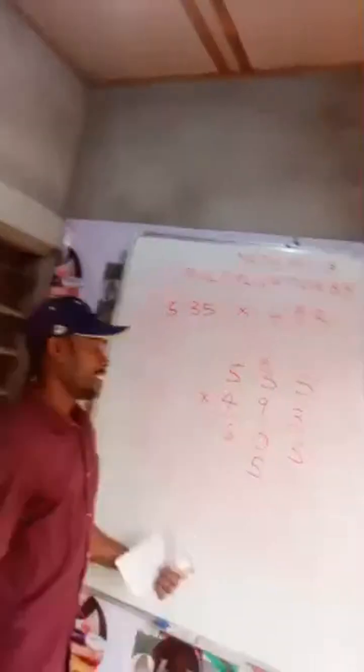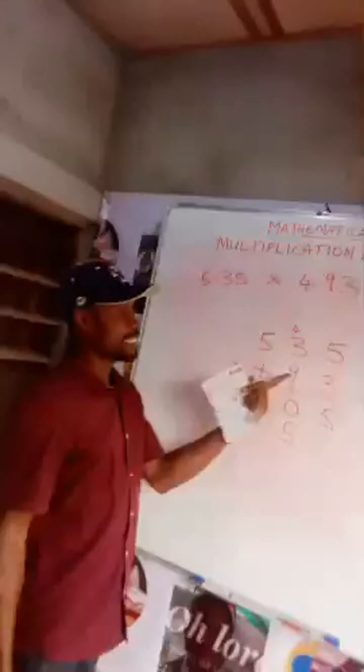I said that 9 times 5 is 45. You now write your 5 and carry 4. 27 plus 4 gives us 31. You now write your 1 and carry 3. 9 times 5 again gives us 45. 45 plus 3. See the way I'm arranging these numbers.